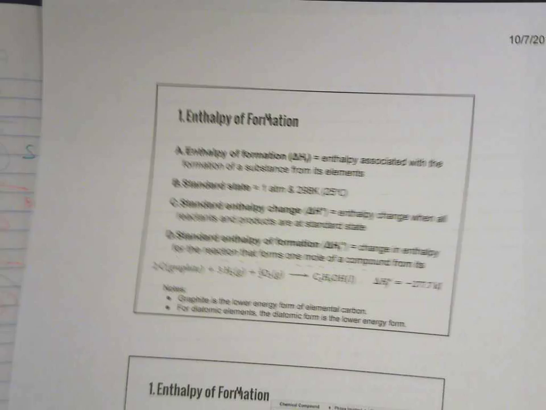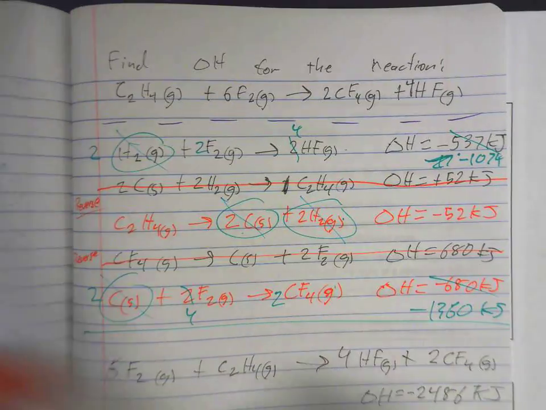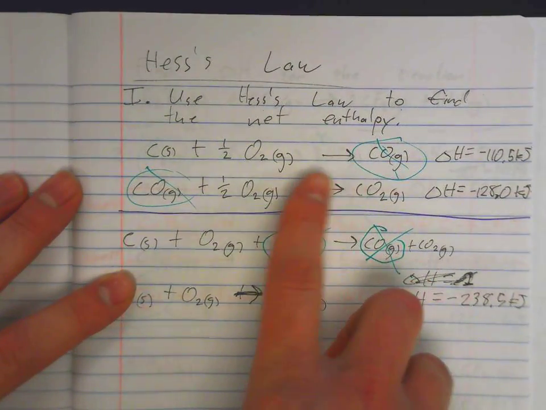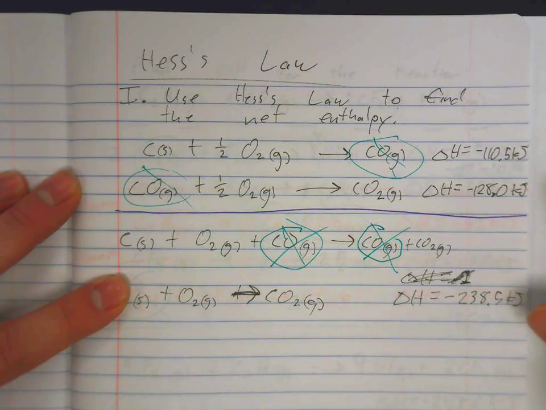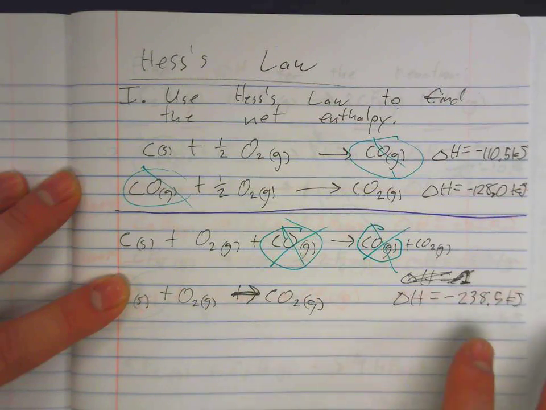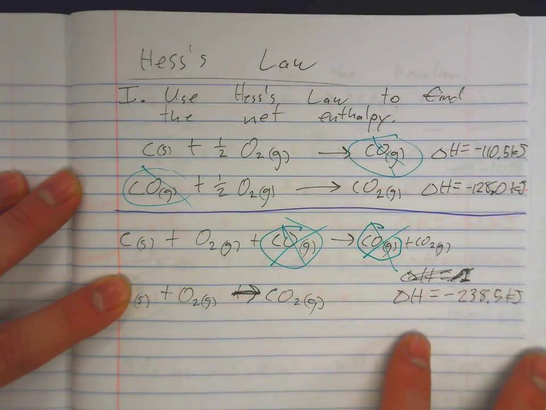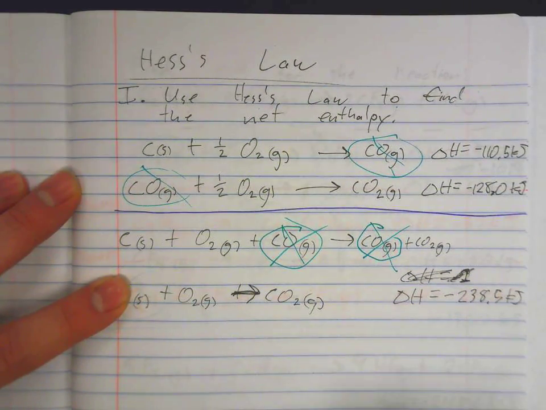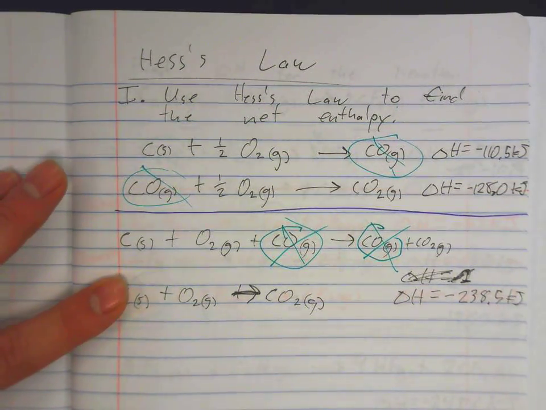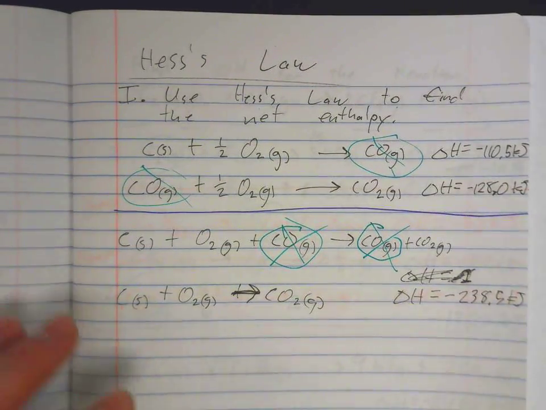Last time we saw how we can add reactions together algebraically, and through that we can find out the enthalpy of the reaction. Now this is useful because it allows us to figure out the enthalpy involved in a reaction without having to directly measure that process.